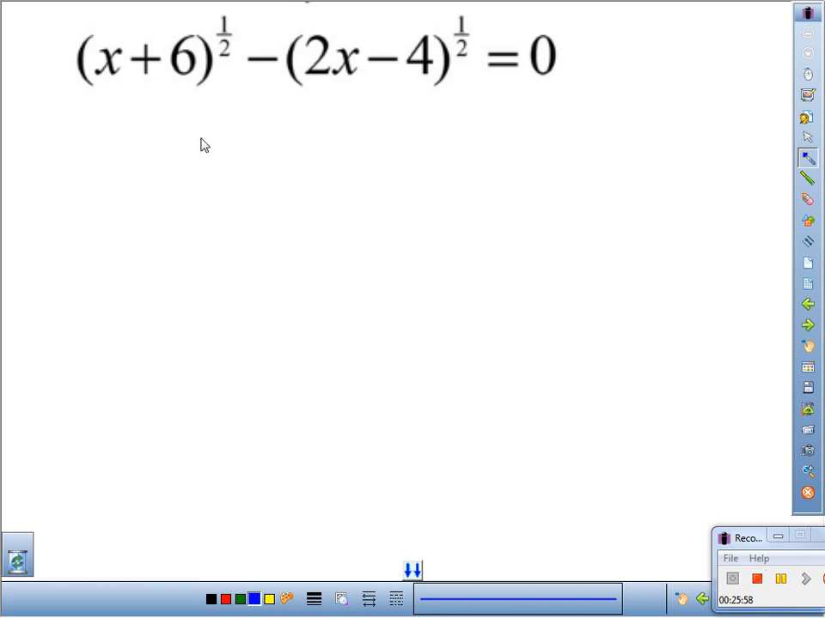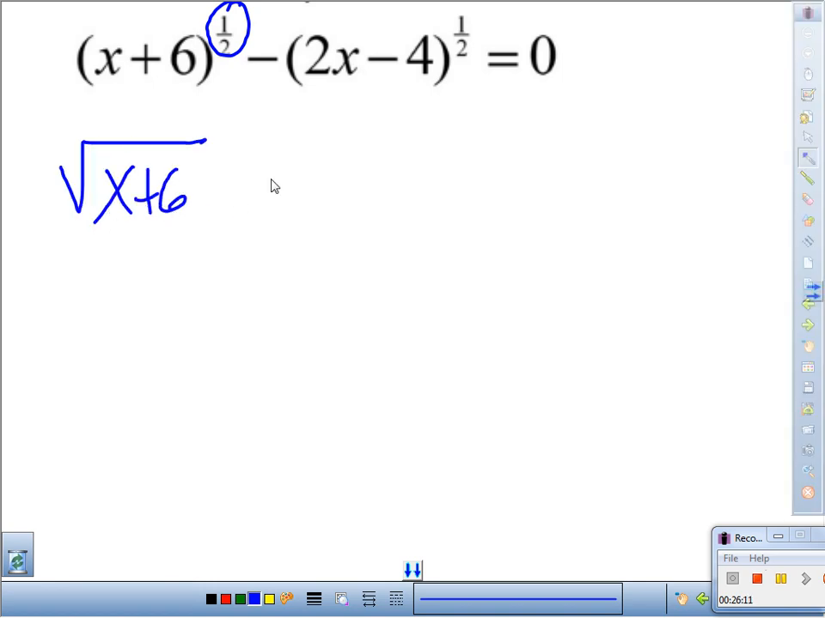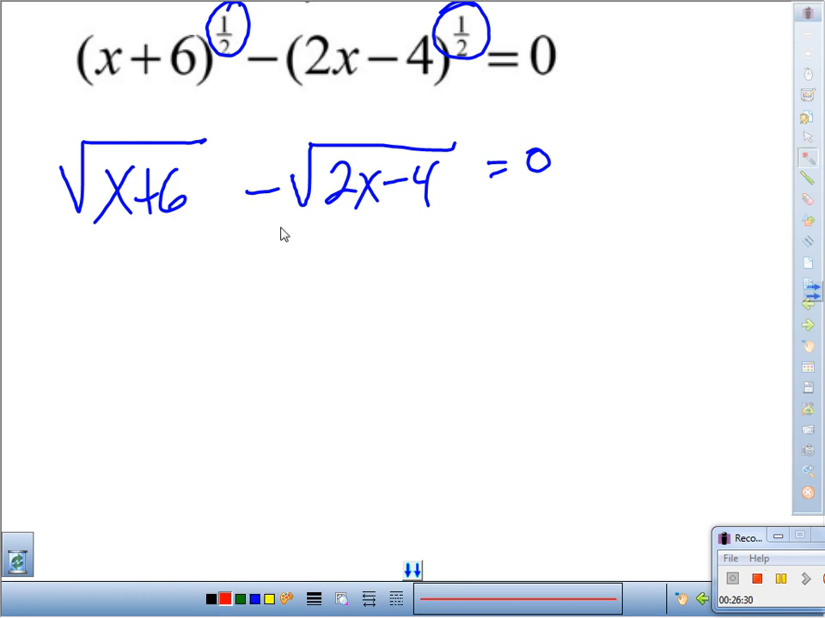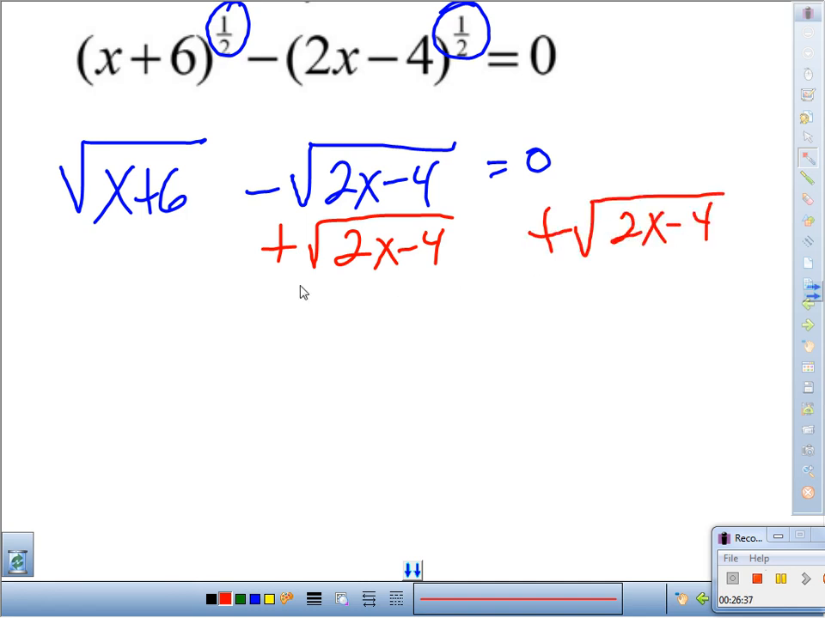Do we have radicals? Yes, this is a half. That becomes the square root of x plus 6 minus the square root of 2x minus 4, and all that equals 0. What is step 2? I need to isolate the radical, just one radical. So I need to get rid of this one. What do I do? Add the square root of 2x minus 4 to each side.